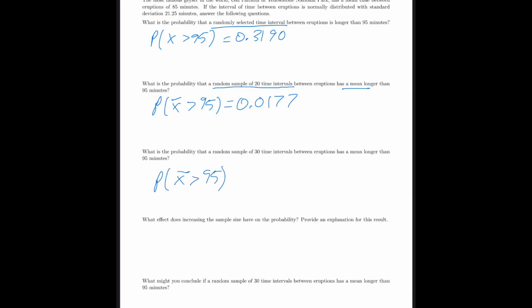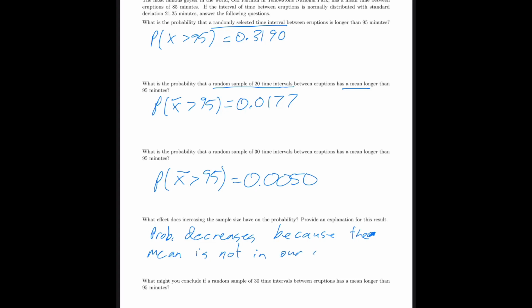And so that leaves even less room in the tail. So when we go to do our CDF here, we should expect a value that's even smaller. And in this case, yeah, we get 0.0050 if we round to 4 decimal places. So the probability here that x is greater than 95 is 0.0050. So what effect does increasing the sample size have on the probability? Well, it makes it go down, because the mean is not included in our interval. So the probability decreases because the mean is not in our interval.